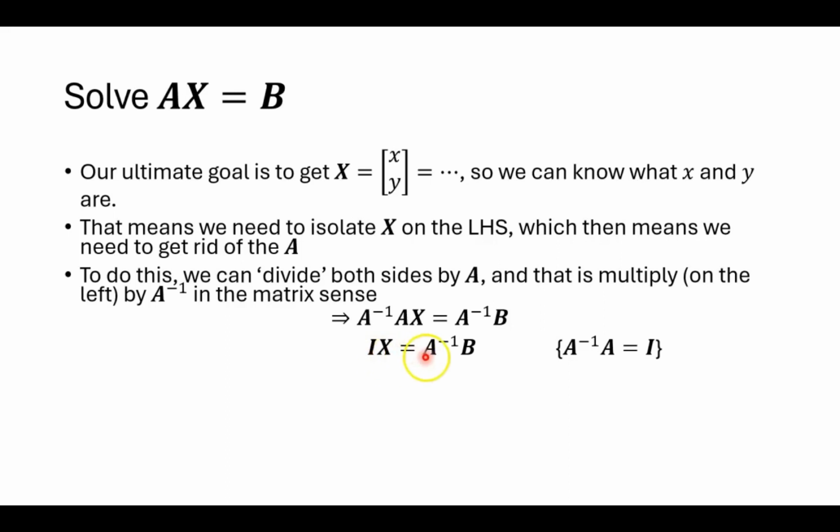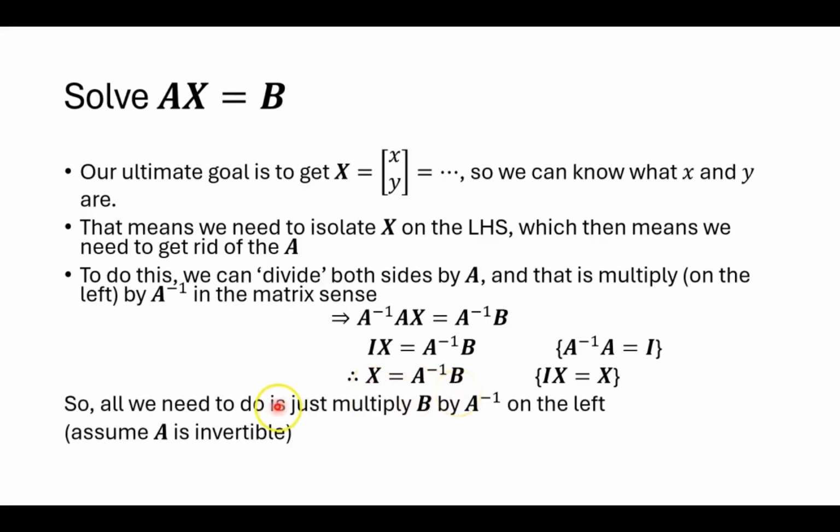But anyway, after you do this, remember that the identity matrix I just acts as the number 1. If you multiply it by any matrix, it doesn't do anything really. So you get X on the left hand side alone, and the right hand side is just this. All we need to do is multiply B by A inverse on the left, and we assume that A is invertible, so this thing has to exist.